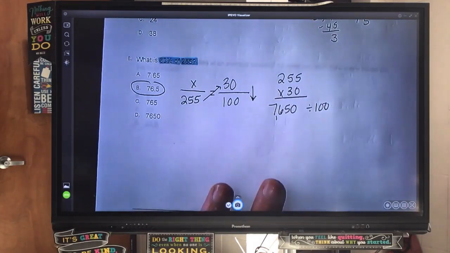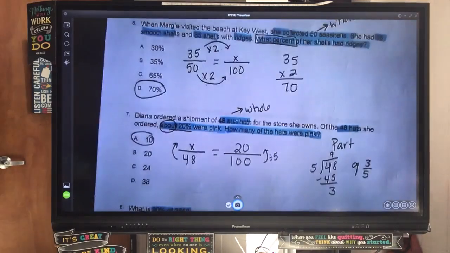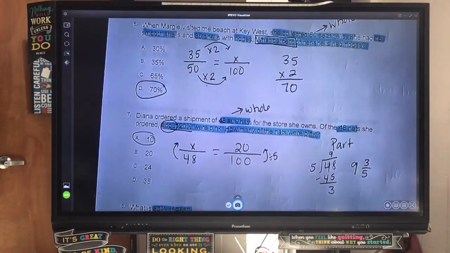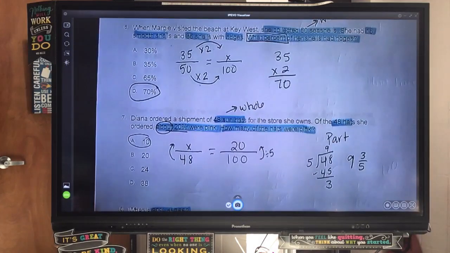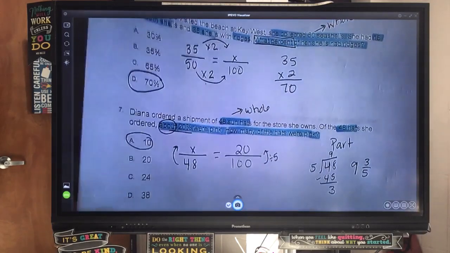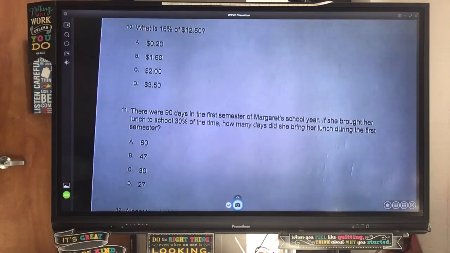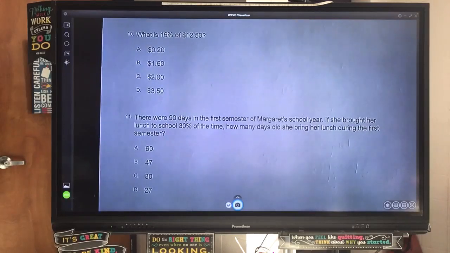How do you guys feel about the percent questions? Because I feel like with unit rate, we're comfortable. For the percent questions, this is the first time you've seen them in really word problem form, so how do you guys feel? What is your go-to method for percent questions? Like what do you like the best?